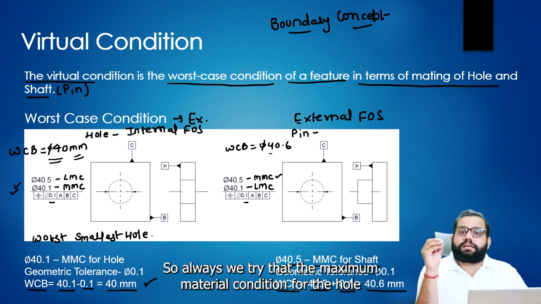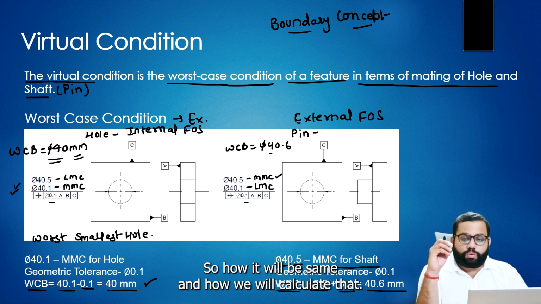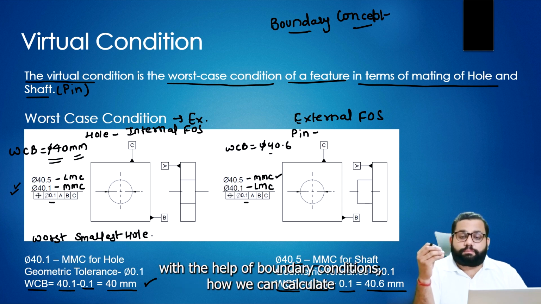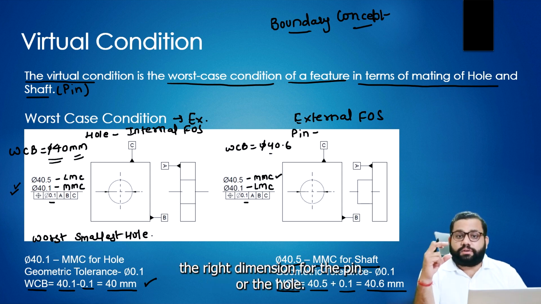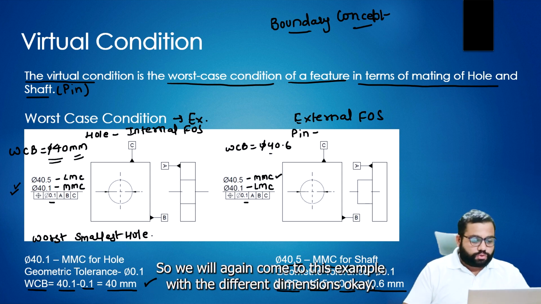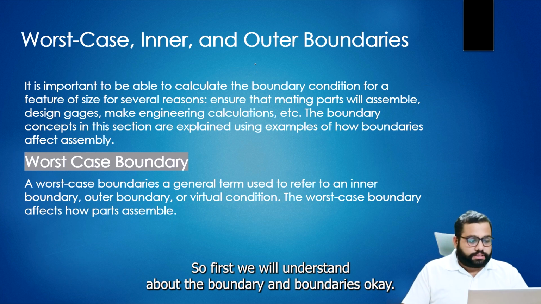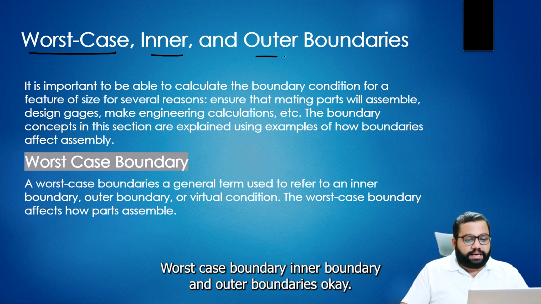Always we try to make the maximum material condition for the hole and the maximum material condition for the shaft the same. How will it be the same, and how will we calculate the worst case with the help of boundary conditions, the right dimension for the pin or the hole, for the internal feature of size or the external feature of size? We will understand this by coming back to this example with different dimensions. First we will understand the boundaries: worst case boundary, inner boundary, and outer boundary.